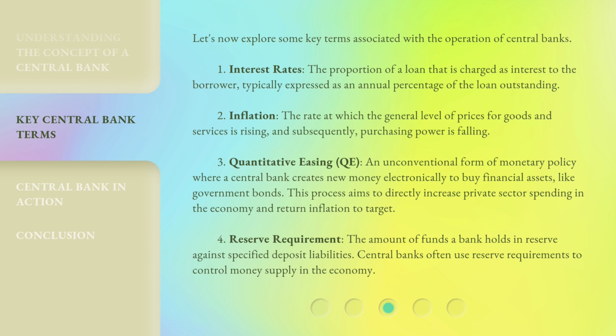3. Quantitative easing, QE. An unconventional form of monetary policy where a central bank creates new money electronically to buy financial assets, like government bonds. This process aims to directly increase private sector spending in the economy and return inflation to target.